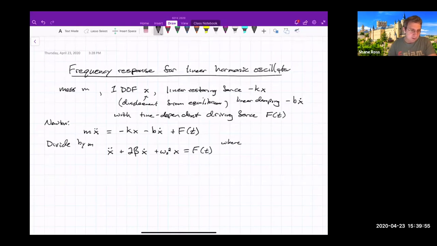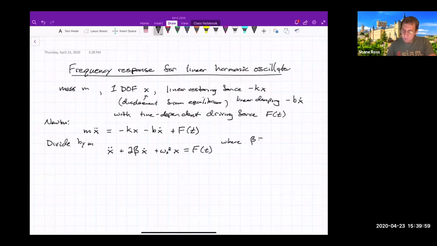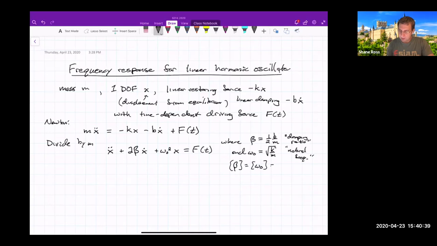where, and let me define these things, beta, which is 1/2 b over m, is called the damping ratio. And omega naught is just square root k over m. And so that's the natural frequency in the absence of damping. And you'll notice that the units of beta and the units of omega naught are 1/time. So, you know, 1/seconds.